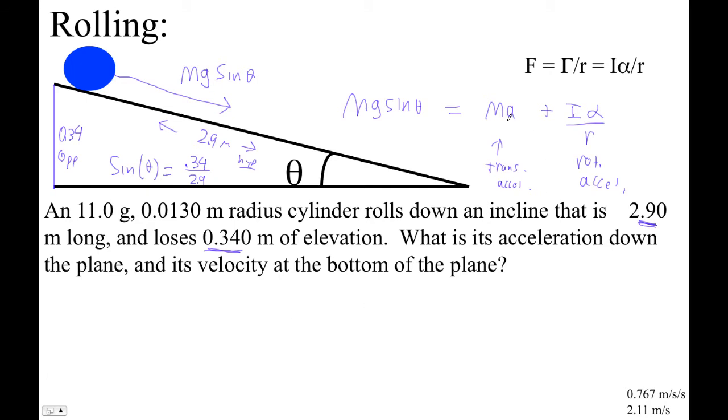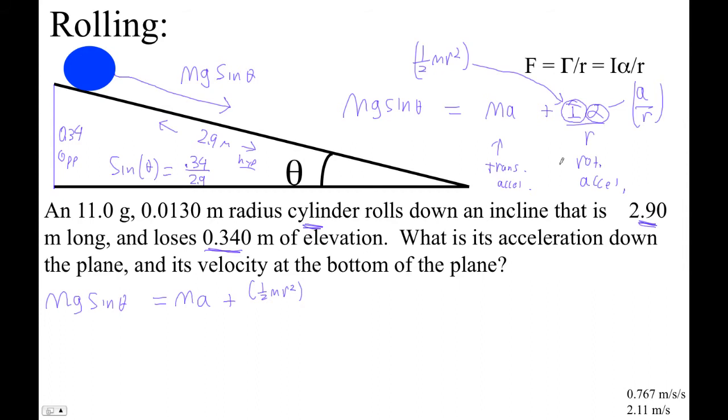So now we'll do the standard substitutions. The moment of inertia, well, it's a cylinder, so we're going to substitute for the moment of inertia, and we're going to substitute for the angular acceleration. Angular acceleration is just linear acceleration over r, and our moment of inertia is 1/2 mr squared. So we go mg sine theta is equal to ma plus 1/2 mr squared, and then the alpha is a over r, and then all of that is over r.